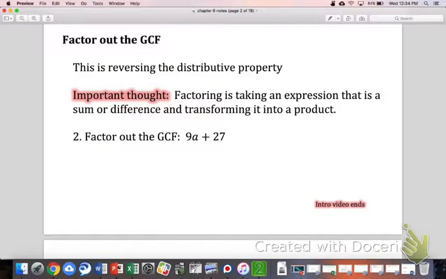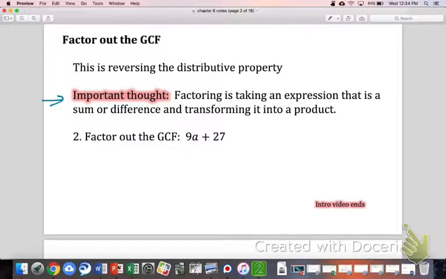The example we just looked at was an example where we were finding the greatest common factor of three different numbers. And so what we're going to do now is take that same idea and try to factor out a GCF, or greatest common factor, out of a polynomial. An important thought here is simply that factoring is taking an expression that's a sum or a difference and transforming it into a product. Another way to think about it would be factoring is taking an expression that is not a multiplication problem and making it into a multiplication problem. We're going to find out during this chapter that that's a very useful skill, something that we'll use to help us solve equations, and we'll see those coming up a little bit later.